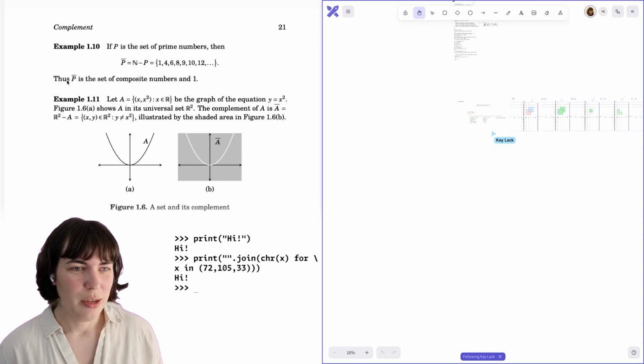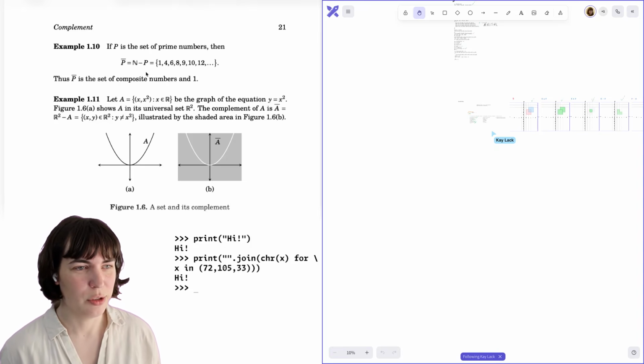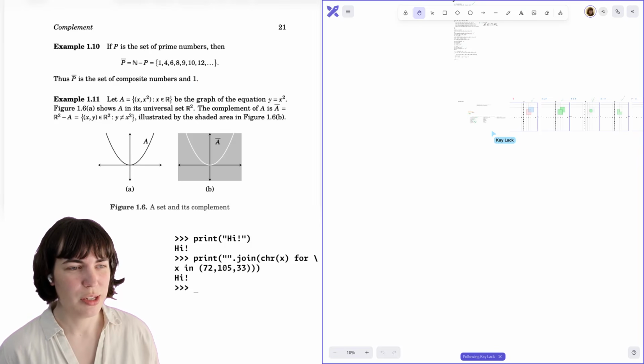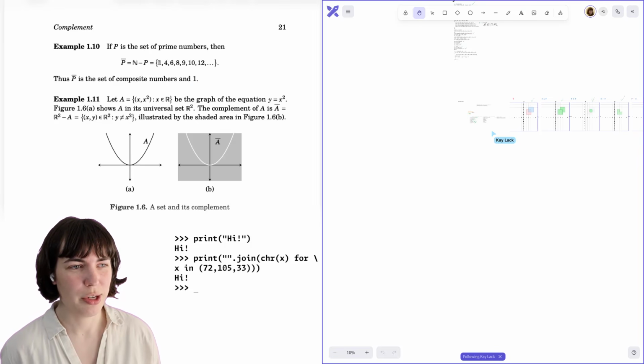Thus, P bar is the set of composite numbers and 1. Oh, composite numbers. That's another set. And 1. Composite numbers are the numbers composed of prime numbers, we think. That's probably true, right? I'm just guessing.